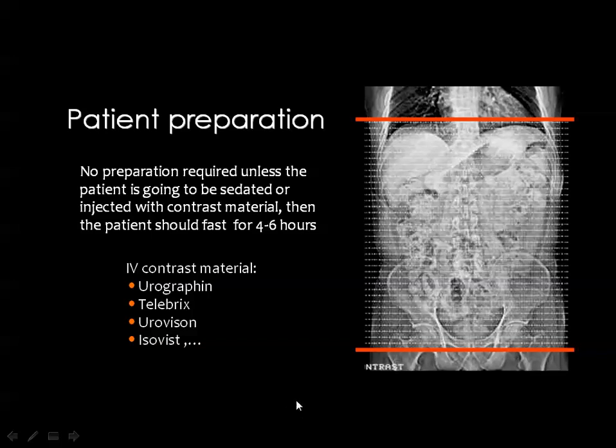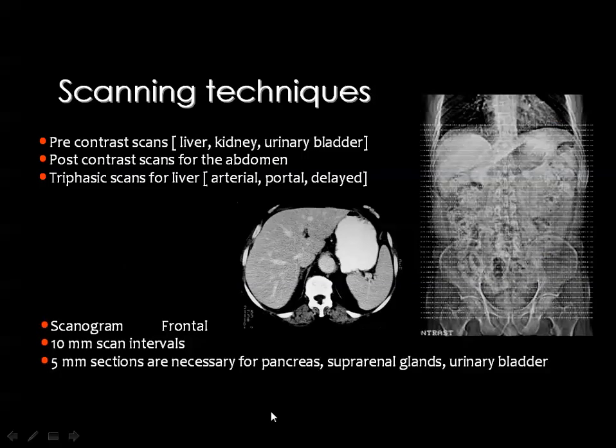Then we usually need to inject the patient with intravenous contrast, and these are some of the types of contrast media available in the market. Then we start the examination, and we have sections. In the sections you can see the liver on the right side, the spleen on the left side, and this is the stomach, which is full with the orally administered gastrografin. Here is the aorta and the IVC. I hope you remember the lecture of abdominal CT and MRI anatomy.